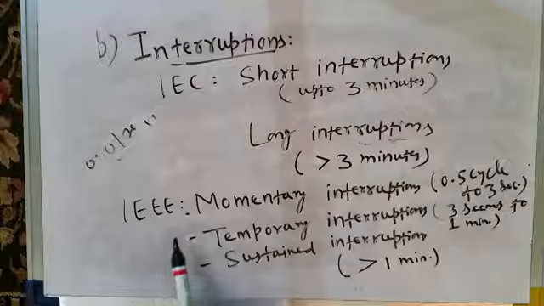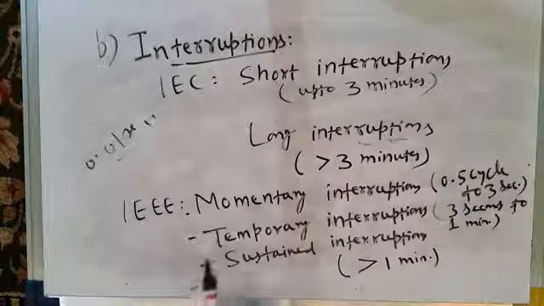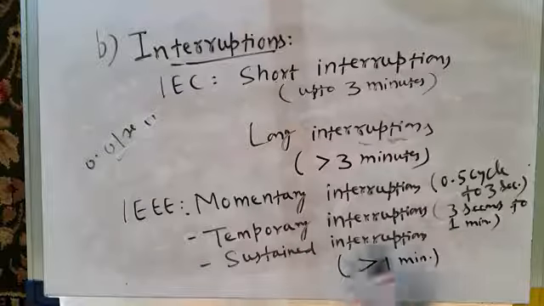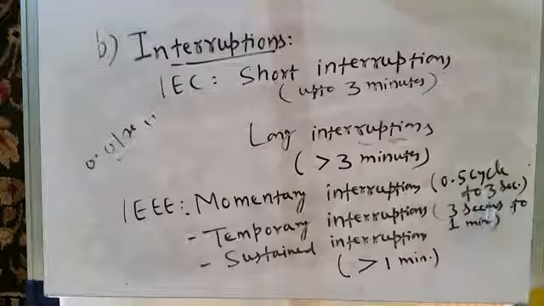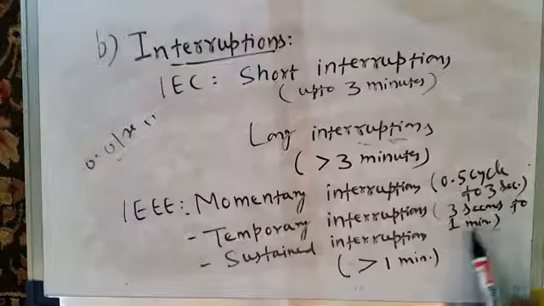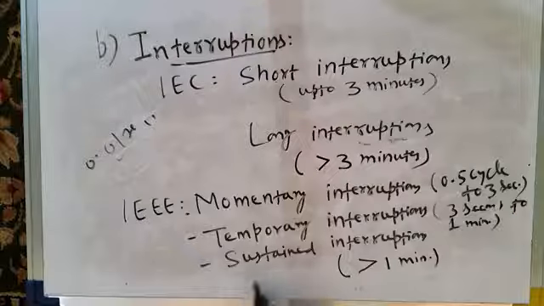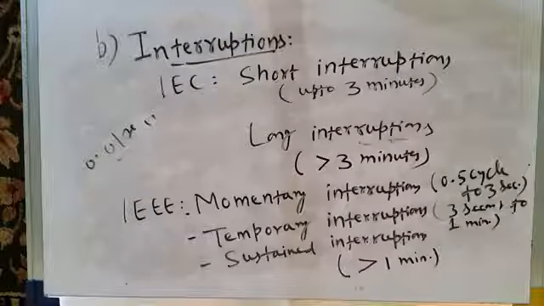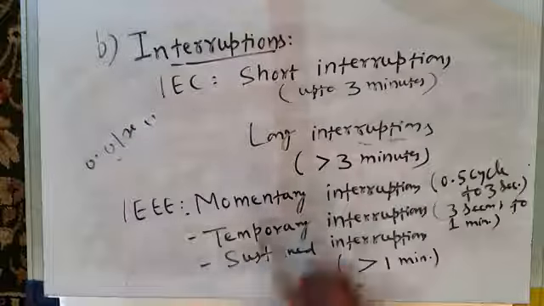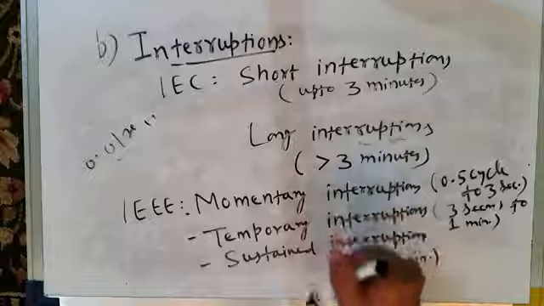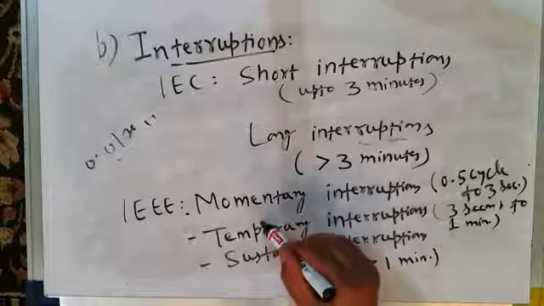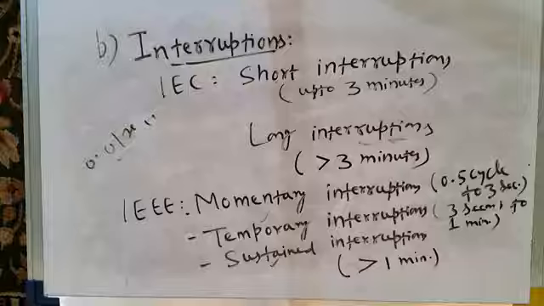And according to IEEE, the classification of interruptions is as follows: momentary interruption, an interruption whose duration is 0.5 cycle to 3 seconds; temporary interruption, whose duration is from 3 seconds to 1 minute; and sustained interruption, whose duration is greater than 1 minute. So whenever there are these interruptions, whether it is a short interruption or long interruption, whether it is a momentary, temporary or sustained interruption, it results in tripping of the motor drives, adjustable speed drives or variable frequency drives.